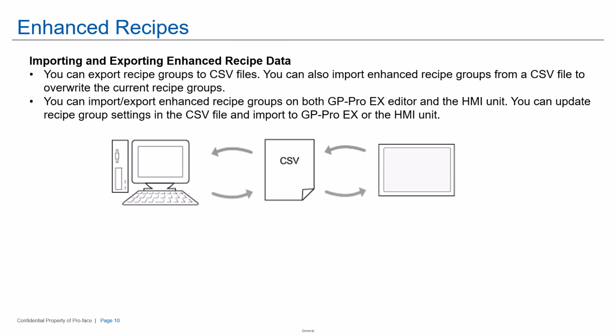Okay. Last topic is about importing and exporting enhanced recipe data. You can export recipe groups to CSV files. You can also import enhanced recipe groups from a CSV file to overwrite the current recipe groups in the HMI. And then, of course, you can import or export enhanced recipe groups on both the GP Pro EX editor and the HMI unit. Which means you can update the recipe group settings in the CSV file and import them into GP Pro EX or into the HMI unit itself.